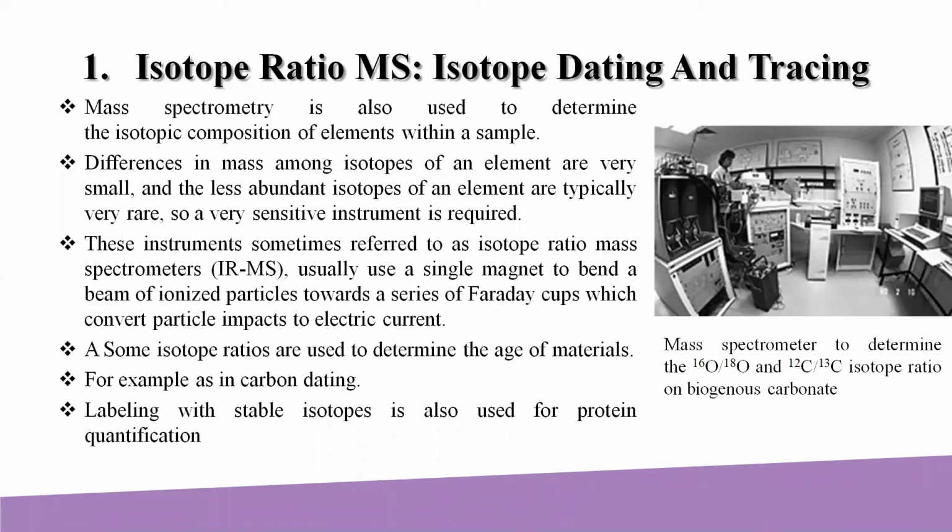Next, first of all, I will discuss the isotope ratio MS, isotope dating or tracing. Mass spectrometry is also used to determine the isotopic composition of elements within a sample. Differences in mass among isotopes of an element are very small, and the less abundant isotopes of an element are typically very rare, so a very sensitive instrument is required. These instruments, sometimes referred to as isotope ratio mass spectrometers, usually use a single magnet to bend a beam of ionized particles towards a series of Faraday cups which convert particle impact to electric current.